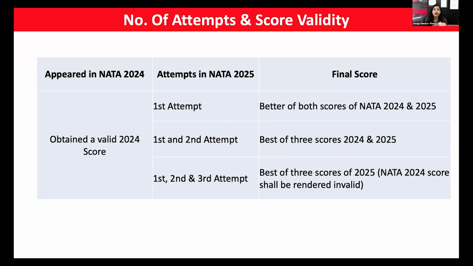But if you gave all 3 attempts in 2024, and now you are planning to give all 3 attempts of 2025, then automatically your 2024 score will be rendered invalid. So after giving 2 attempts, please decide whether you want to give the third attempt or not. If you give the third attempt in 2025, all 3 attempts, then the 2024 score will be rendered invalid.